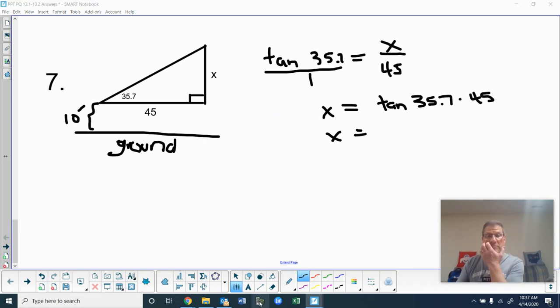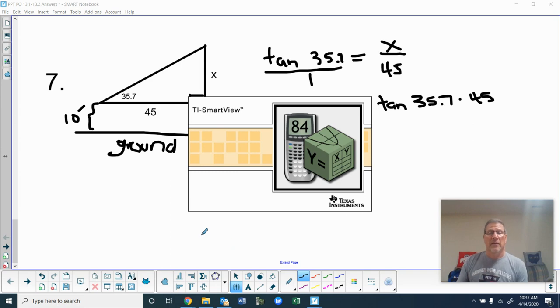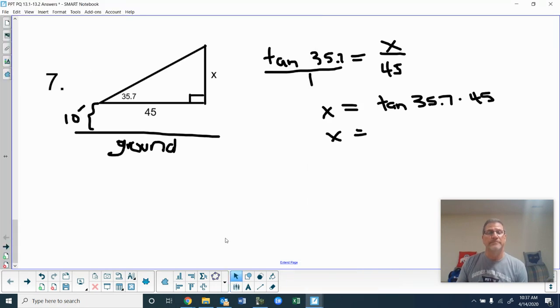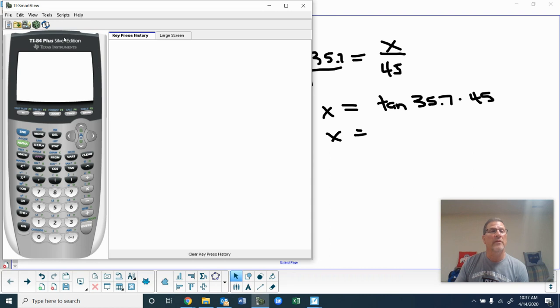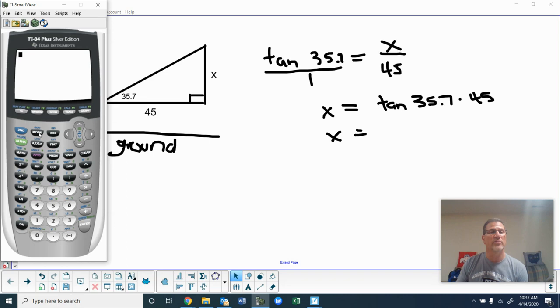So I use my calculator. Let's turn on my calculator, and make sure we're in degree mode. Hit the mode button there next to second. I'm in degree mode, so I'm good there. So I'm just going to hit my tangent button, 35.7, close it off, times 45. And that's 32.3 feet, or to the nearest foot, 32 feet.